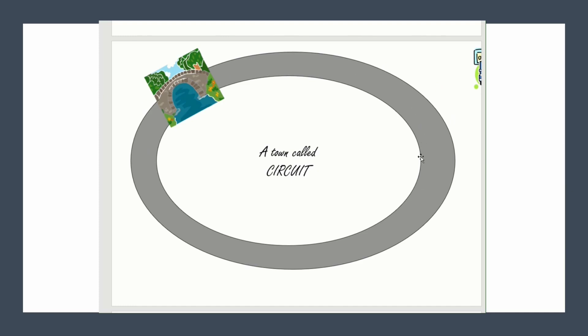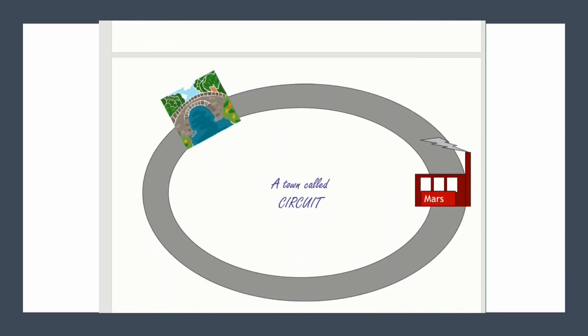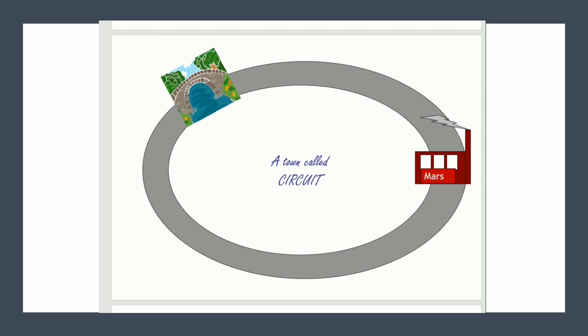Now, there'd be no reason to have any vehicles on the road if you just had a bridge and a circuit like this. This is a town called Circuit. So what we're going to do is put something very special in this town, because this town has a Mars bar factory. Mars bars are very important because Mars bars give you energy. So here we've got a factory producing energy in the form of Mars bars.